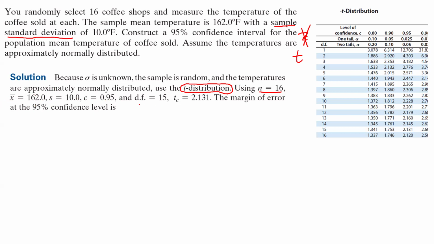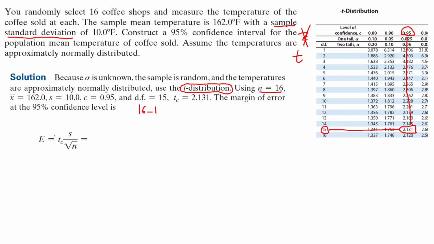The degrees of freedom, which is 16 minus 1, is 15. So take a look. You have a 95% level of confidence. Degrees of freedom is 15, which is just right here. Now, if you check the intersection between this row and this column, you can easily find the critical value 2.131. As you can see, the critical value t sub c is 2.131. Why is it important? Because it helps us to calculate E, or the margin of error.